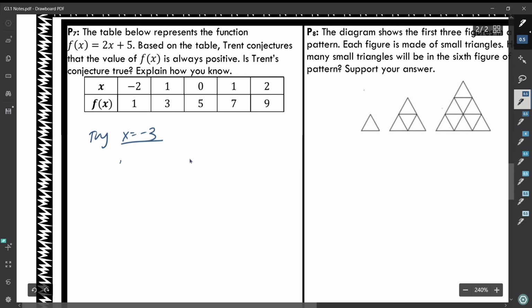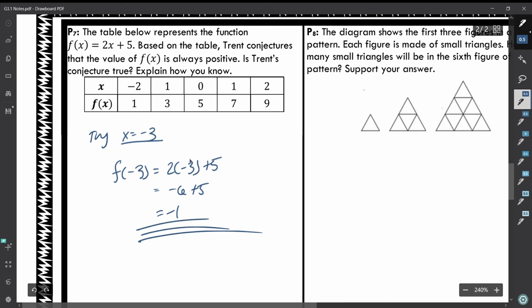Alright, so let's plug that in. F of negative 3 is going to be 2 times negative 3 plus 5. 2 times negative 3 is negative 6 plus 5, that's negative 1. So, when x is negative 3, f of x is equal to negative 1. So is f of x always positive? No. Trent is wrong.